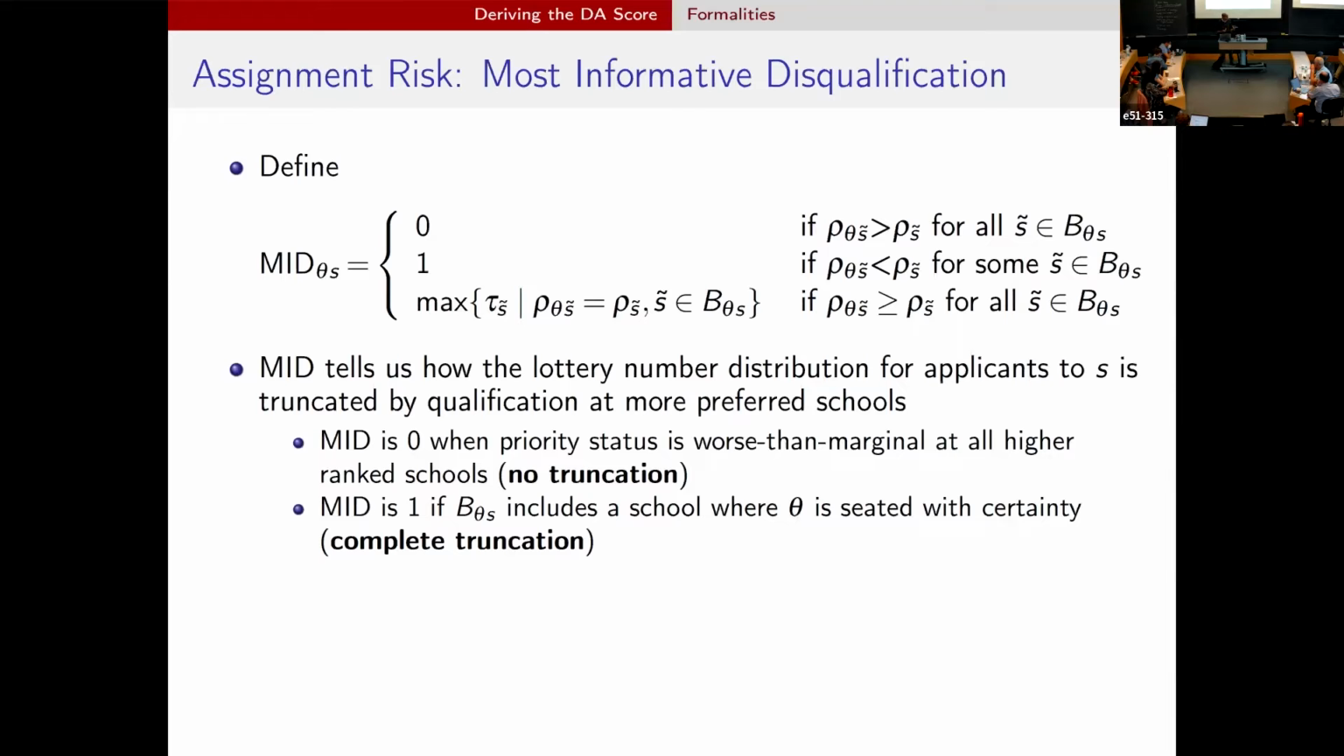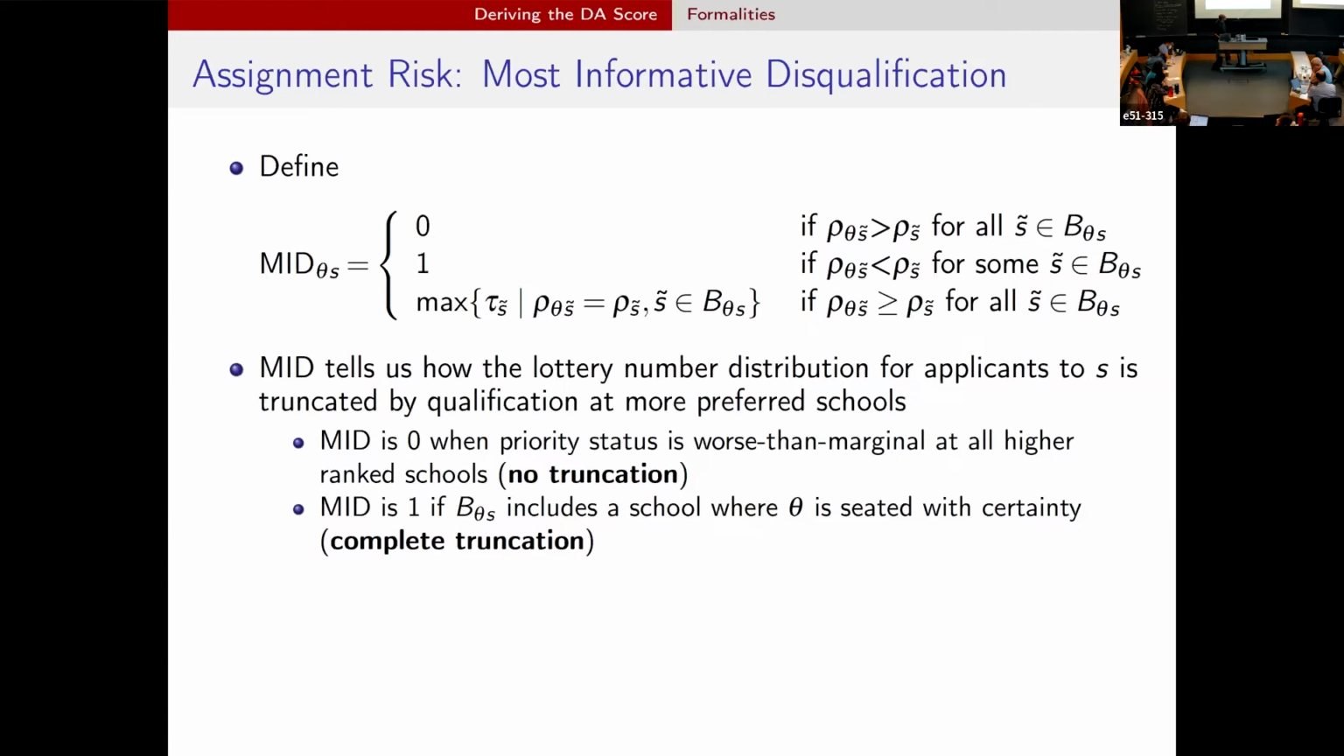This is the situation where there's complete truncation. So what does that mean? That means that the schools that I like better than school S, so that's what that B set is again, B of theta S, those schools include a school where I get in for sure. So let's say school A is my 10th choice and another school is my first choice, and I'm a guaranteed applicant at my first choice, then I'm completely truncated. So my mid would be exactly equal to 1 from the point of view of my 10th choice, school A. All right, so that's the 2 easy cases.